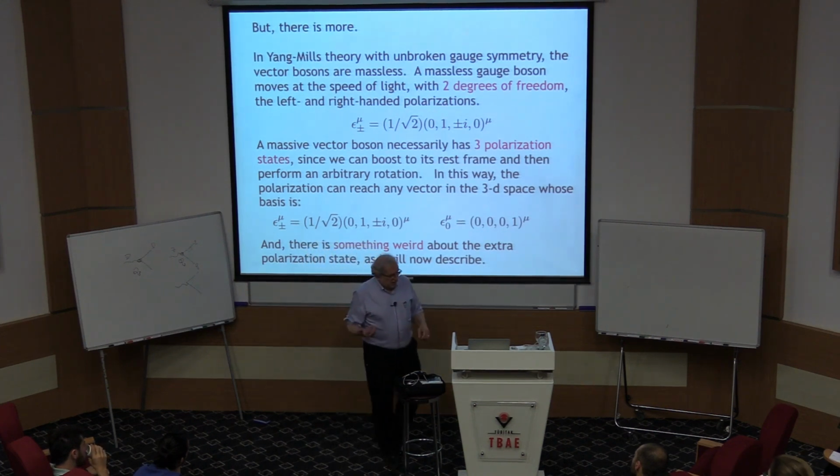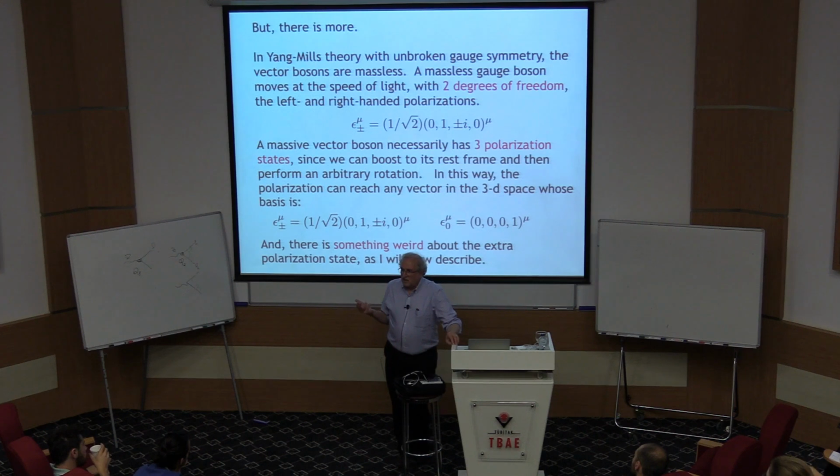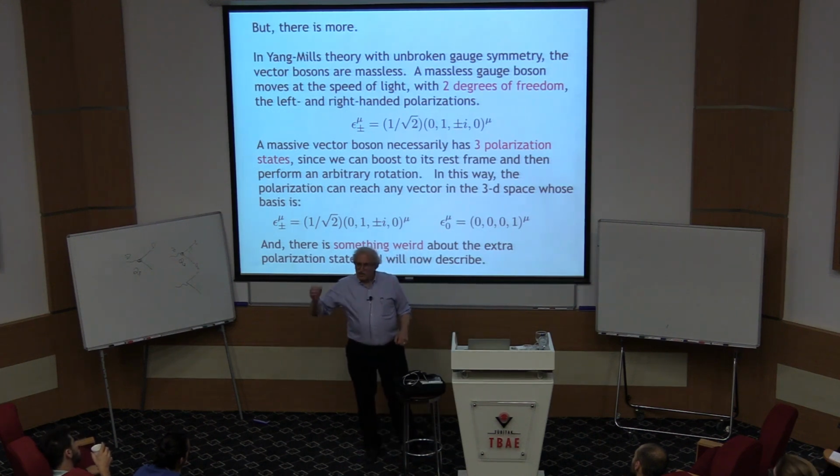However, a massive vector boson has three polarization states. The reason you know that is because if it's massive, you can always boost to a frame where it's at rest. You can't do that for a massless particle, but for a massive particle you can. And then you can rotate its polarization vector into any orientation in that frame using ordinary rotations.